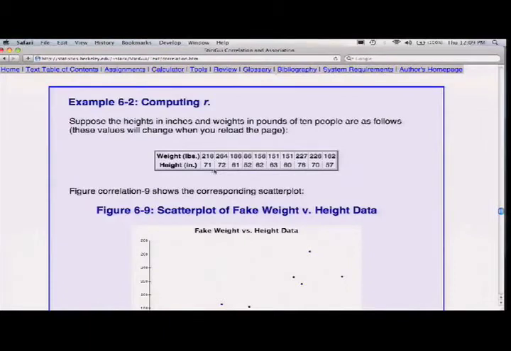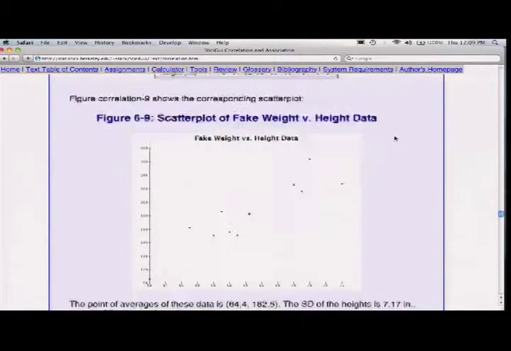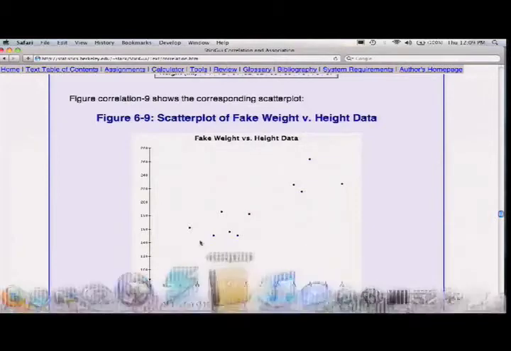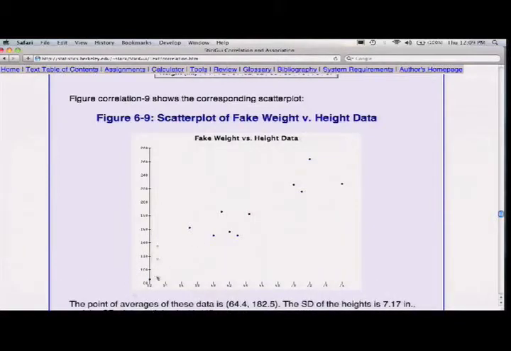All right, so here's an example. We have a list of weights of people in pounds and their heights in inches. So this is one person who was 71 inches tall and weighed 216 pounds. Here's a scatter plot for these fake data. What would you guess the correlation coefficient to be?